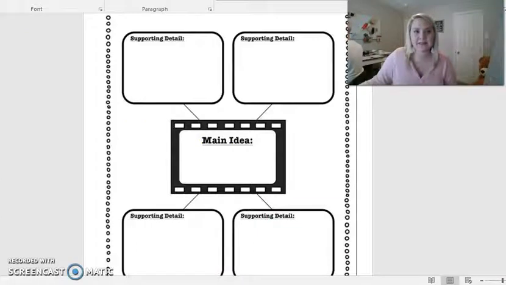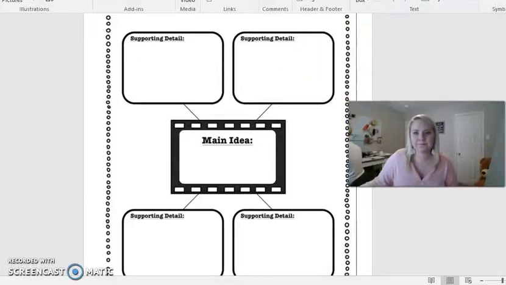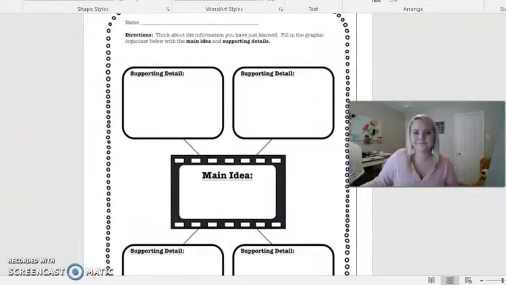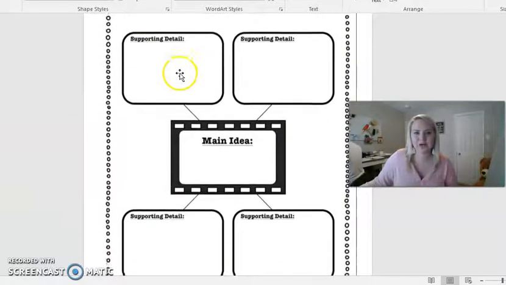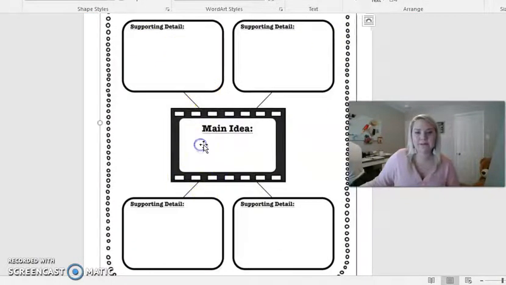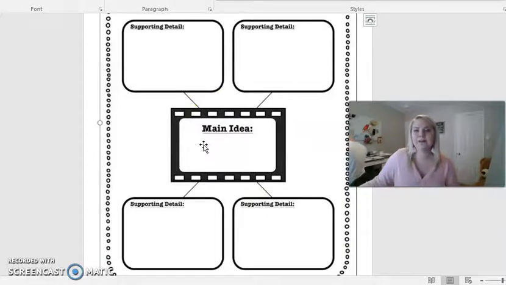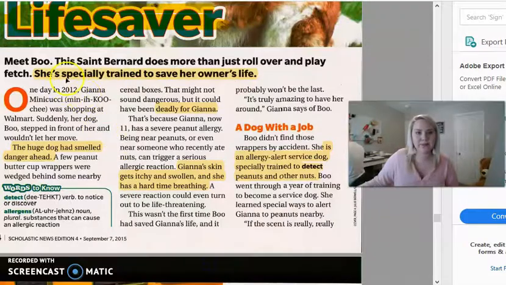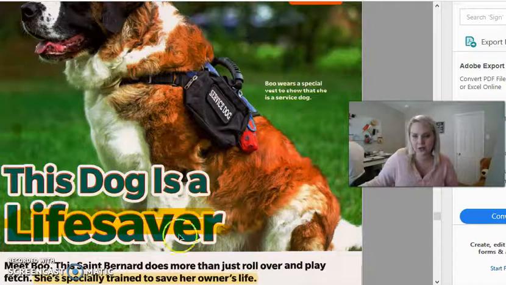So if I am writing, let me see if I can add a text box here. If I am going to add, nope. Well, I will just tell you what I'll write. In the middle, I would write, let me see, we can pull up our article right here. Boo is especially trained to save her owner's life. That is what this whole article is about.